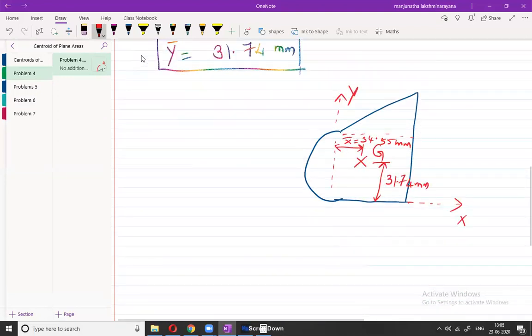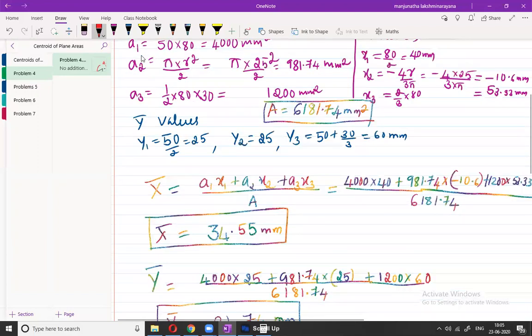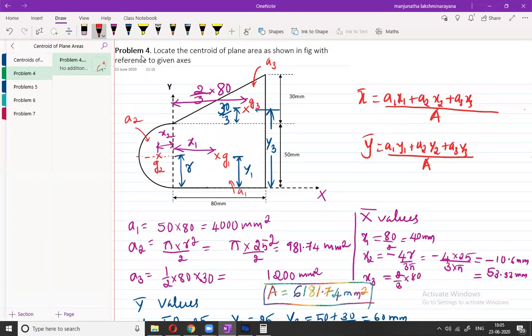You need to draw a neat sketch, not just like this. You have to use a scale and pencil to draw the sketches. Okay, that completes problem number 4.